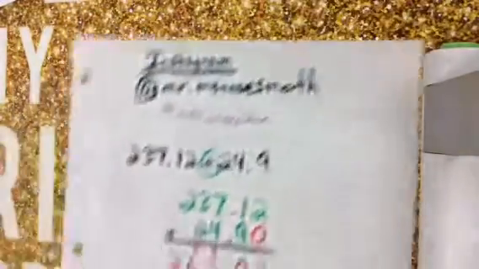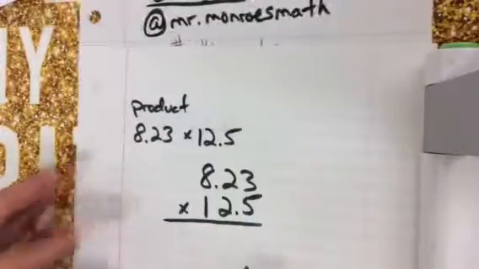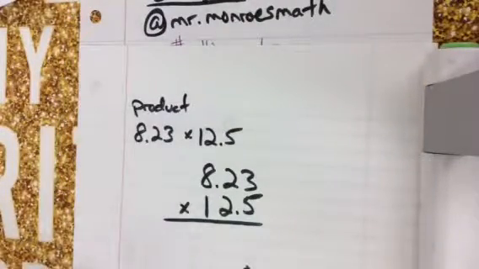Okay, so next is the product of 8 and 23 hundredths multiplied by 12 and 5 tenths. So again, as you can see, I've lined them up here, but I don't have to line up the decimals. I'm just lining up digits, because what I'm really doing is taking the values as whole numbers as they are and reinserting the decimal later on.